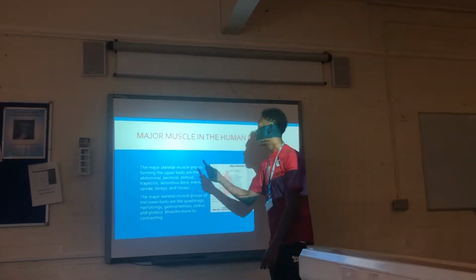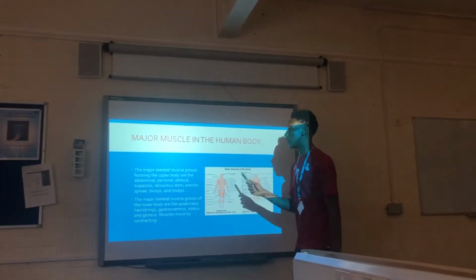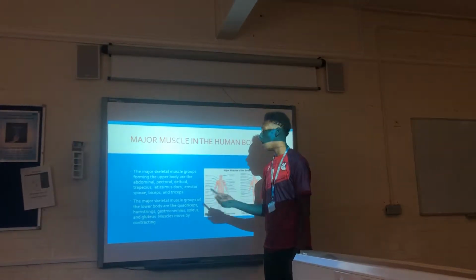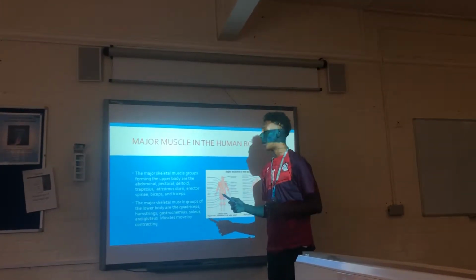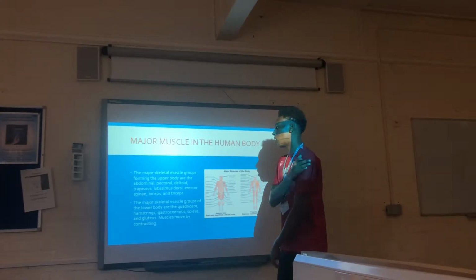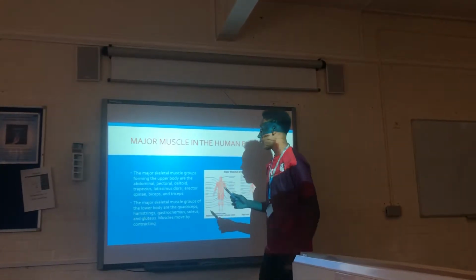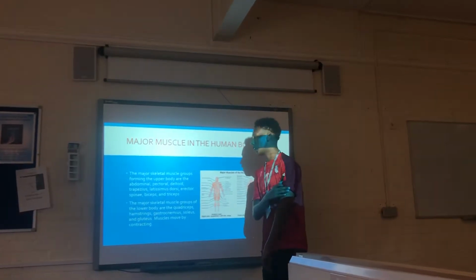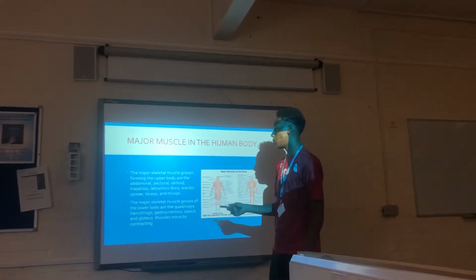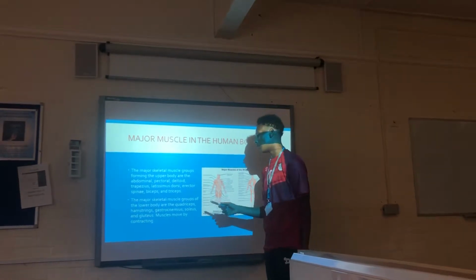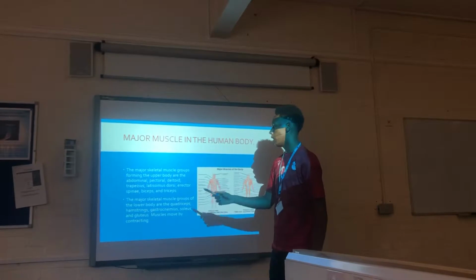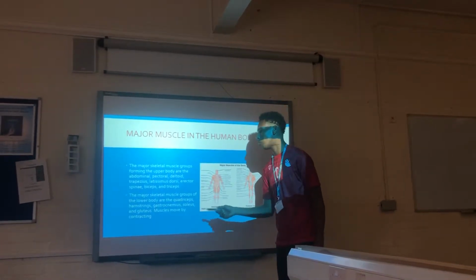So the major muscles in the human body. The major skeletal muscle groups forming the upper body are the abdominals, the pectorals, the deltoid, trapezius, latissimus dorsi, erector spinae, the biceps, the triceps. The major skeletal muscle groups of the lower body are the quadriceps, the hamstrings, the gastrocnemius, the soleus, and gluteus. Muscles move by contracting.